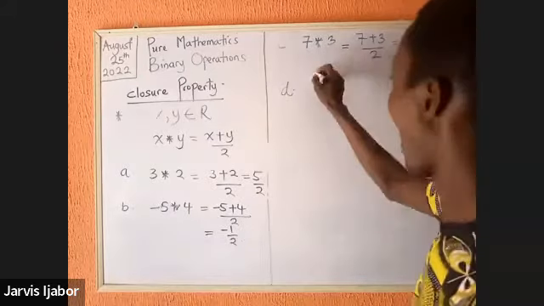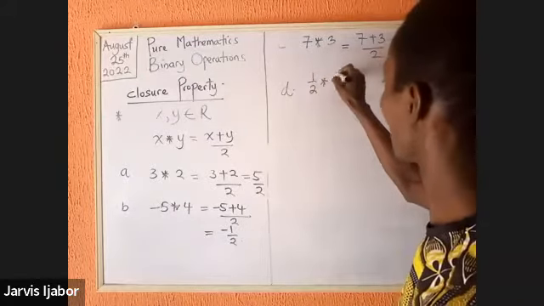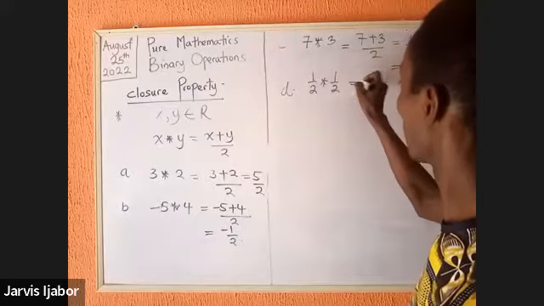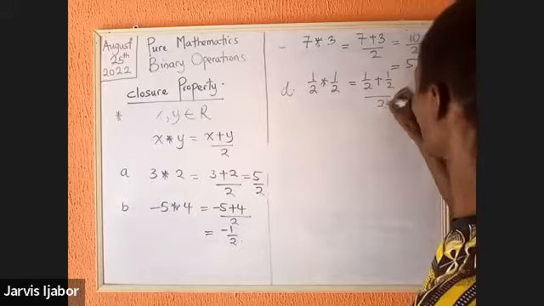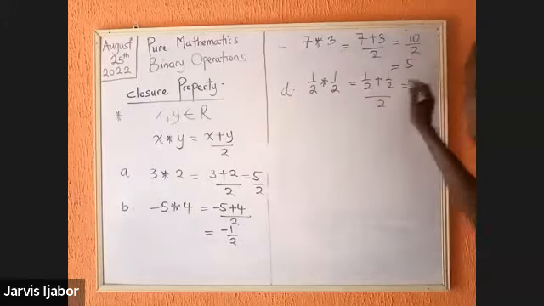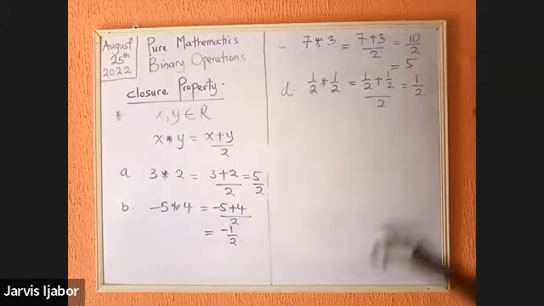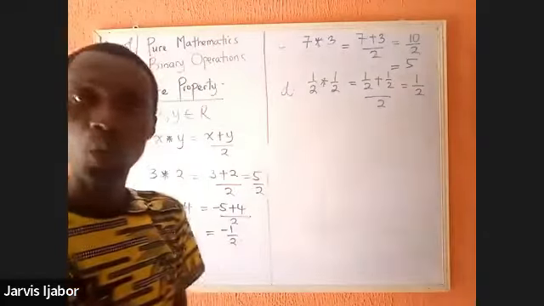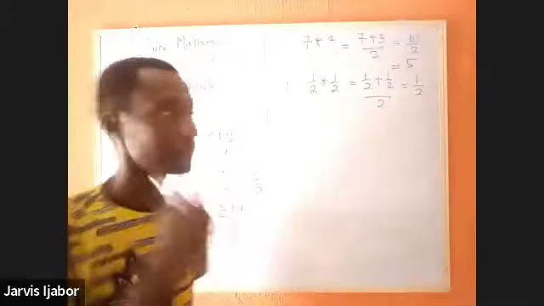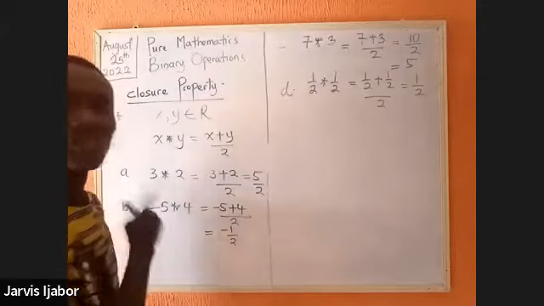Now look at D. It says half, asterisk half, will be equal to what? Add them together and divide by 2. Half plus half will be 1 divided by 2. So that will be half. If you look at the answer, because this is where closure property is tested, what is being tested here?